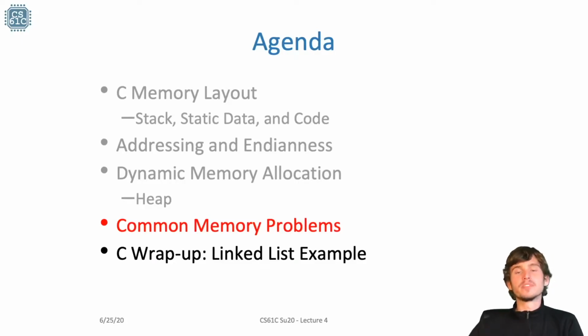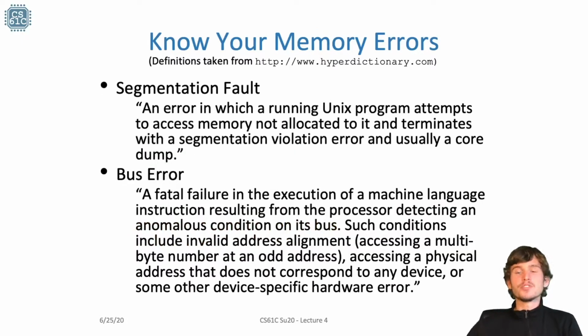So let's now talk about some of the common memory problems we see. The first thing is a segmentation fault. This is an error in which a running Unix program attempts to access memory not allocated to it, and it terminates with a segmentation violation error and usually a core dump.